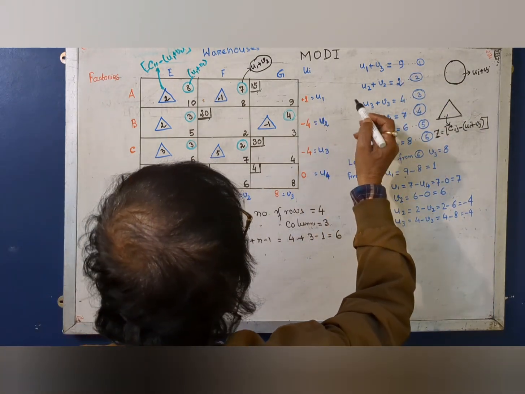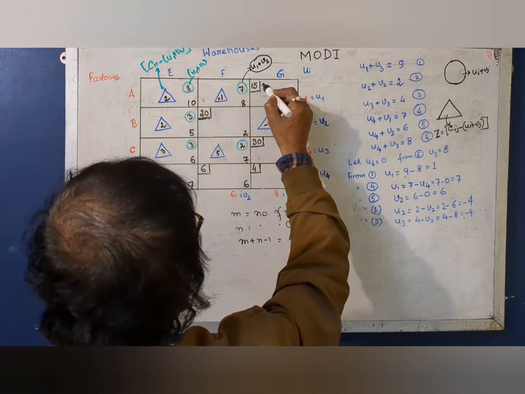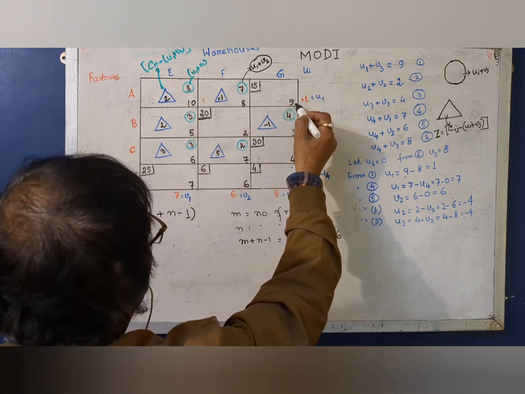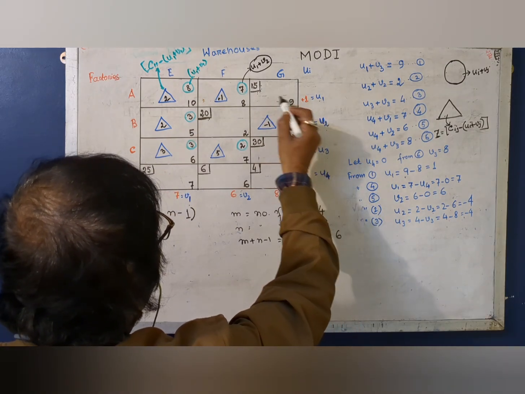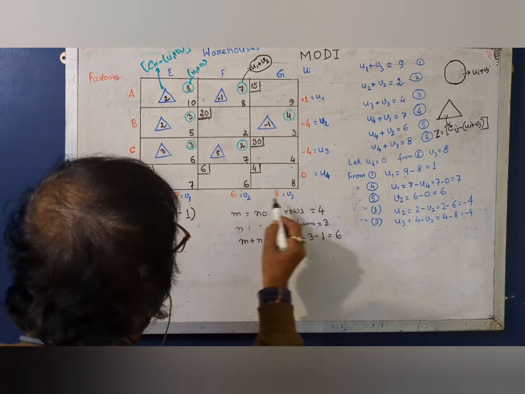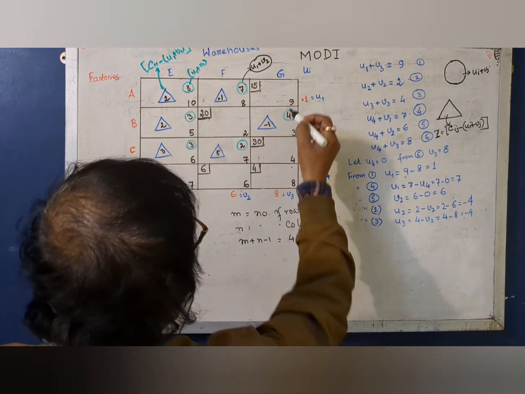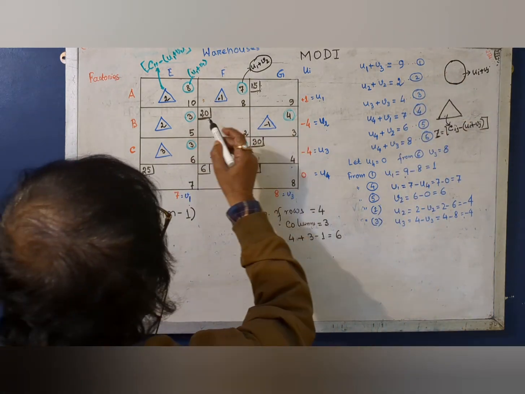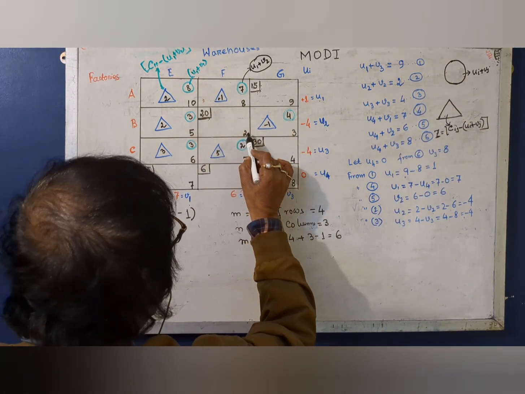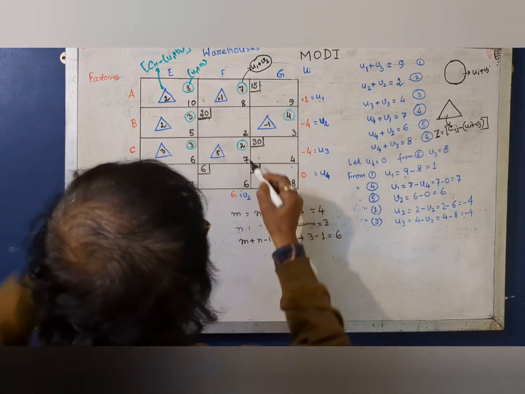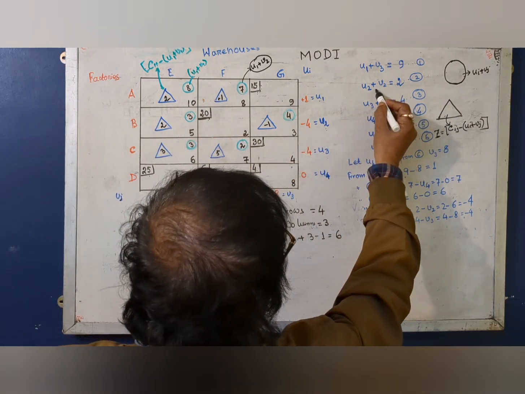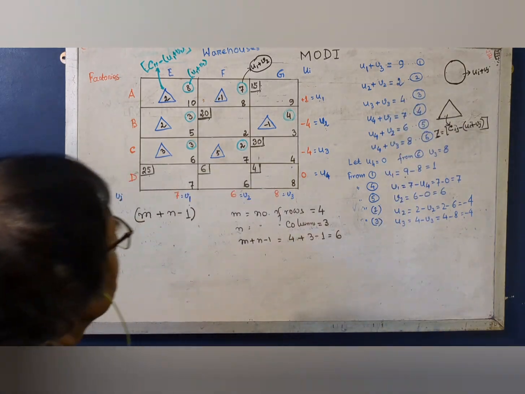Say, u1 plus, first one. This is the basic cell because the basic allocation is here. If I want to note it through an equation, this variable is u1 and this variable is v3. That means u1 plus v3 is equal to 9. Next basic cell is this. The cost is this 2. The variables are u2 plus v2. That's why I have written u2 plus v2 is equal to 2.